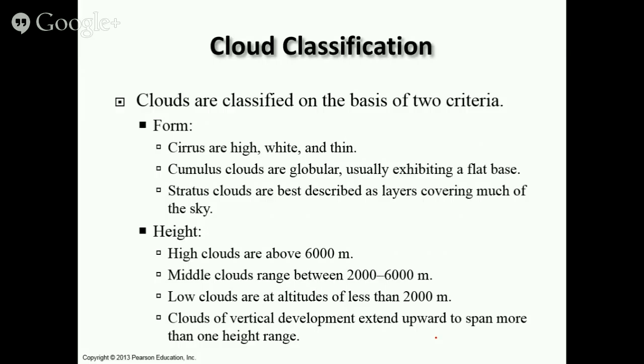Height, these are the three heights that I need you to focus on. We have high clouds above 6,000 meters, 2 to 6,000 meters for mid clouds, low clouds are less than 2,000. And if the cloud gets low enough where it makes contact with the surface, then we're going to change its name to fog. And we will focus on 4 fog types in this course.